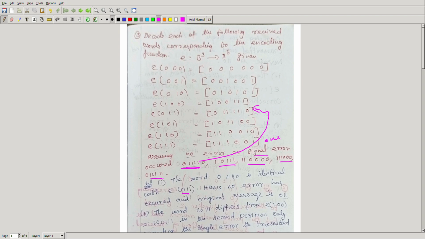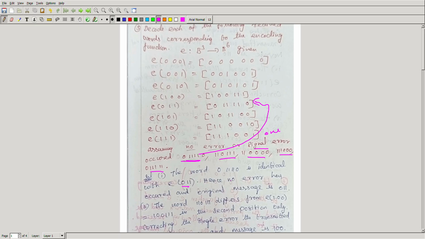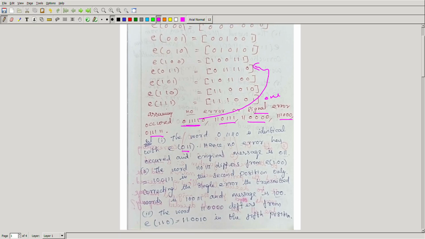Actually they given the parity check code, which means extra parity digits, but we are going to identify which is the original message. That's what this problem is. Okay, next word. We'll check the next word.